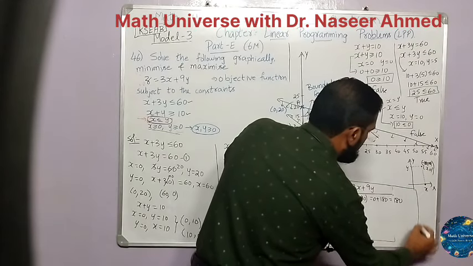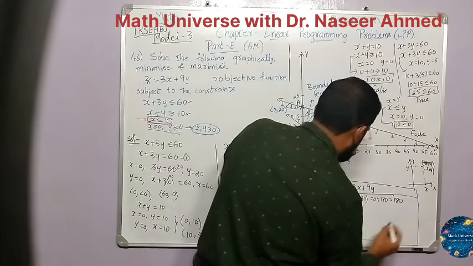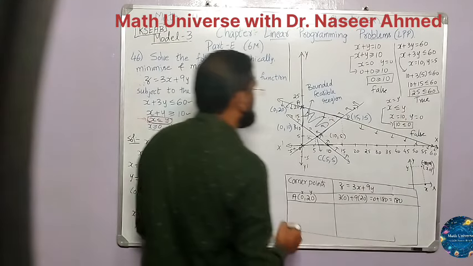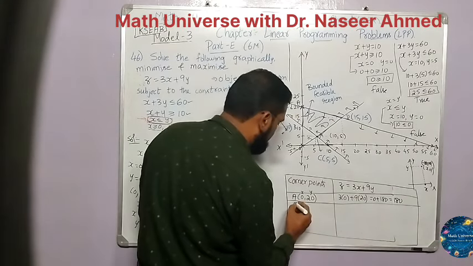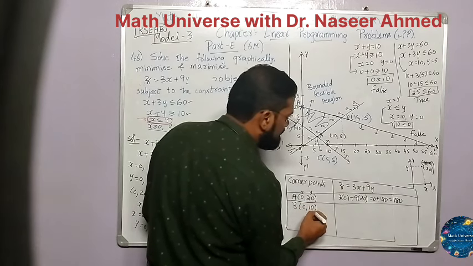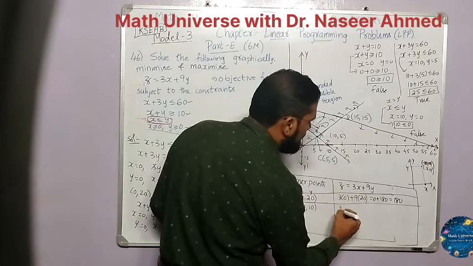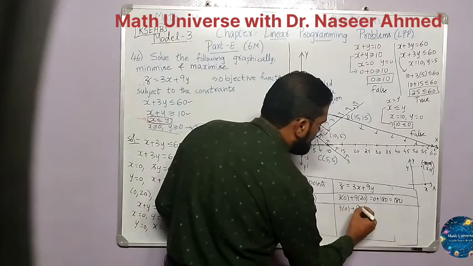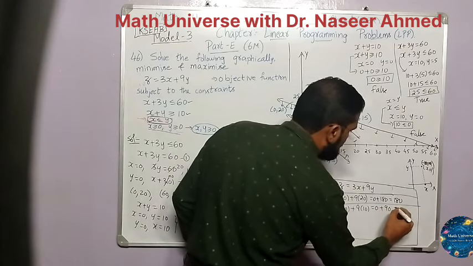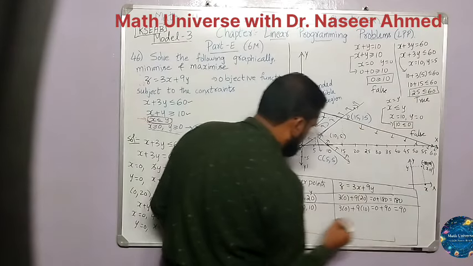And I extend the table. So first value is done. Moving on to the second value, B, 0 comma 10. X value is 0, y value is 10. Put here 3 into 0 plus 9 into 10. So answer is 0 plus 90. So the value will be 90 here.